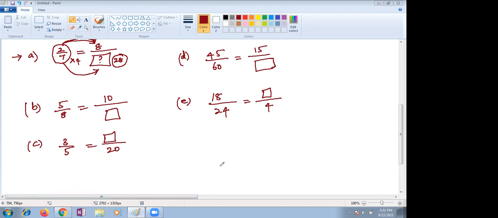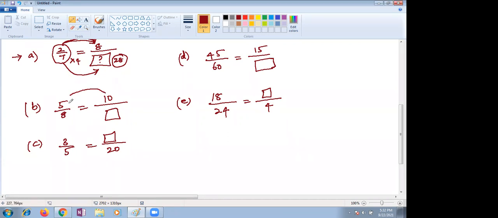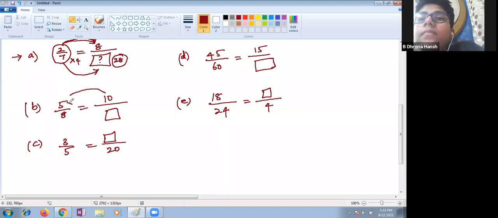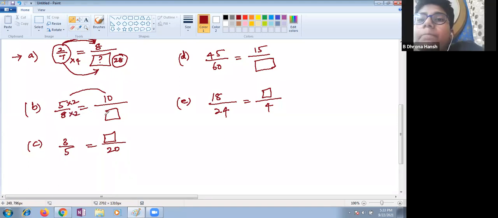Drona, I didn't get your responses. Drona, what is the B bit? Can you please see whether the numerator is increased or decreased? We have to do multiplication, ma'am. Multiplication with what number? Ma'am, with 2. If it is multiplied with 2, 5 2s are 10. So the same thing you should do for the denominator, right? 16, ma'am. Right, very good.